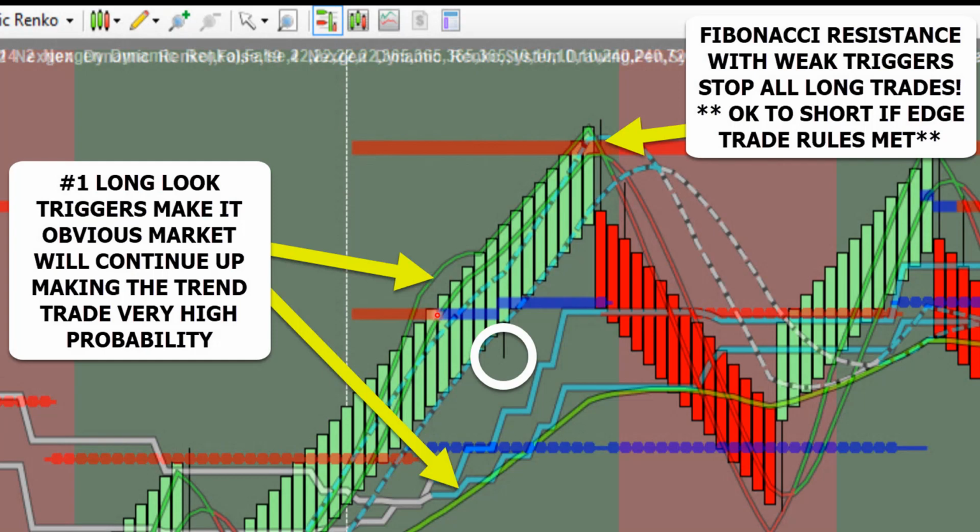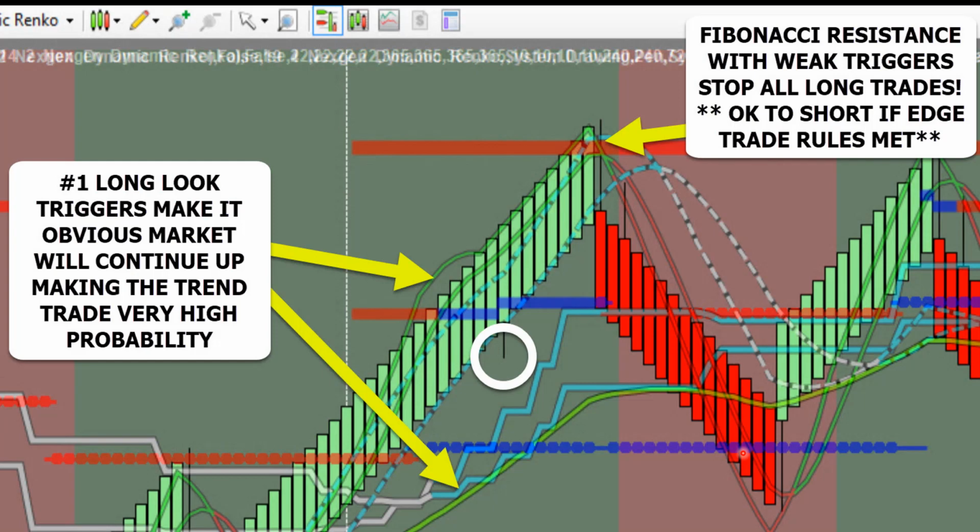So when we get to fib resistance with this trigger line configuration, which you'll never even have to guess, you'll never even have to hear this again if you just believe it the first time. Strong triggers are going to break the fibs. You will buy a pullback on your smaller chart, and you will make it up to the next Fibonacci resistance most of the time. When the resistance is hit and the triggers are weak and inside, you will go short and you will make money more often than not.